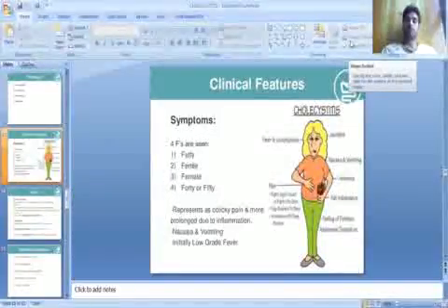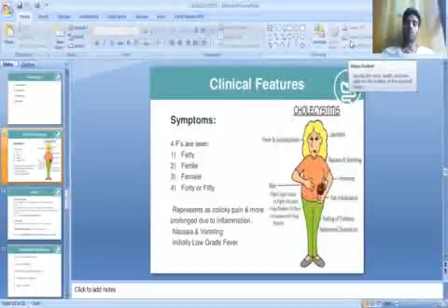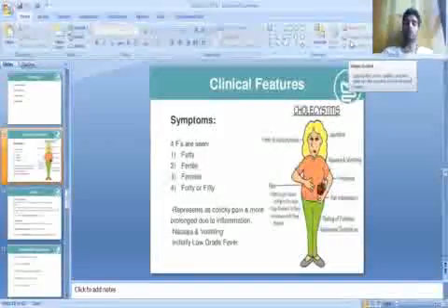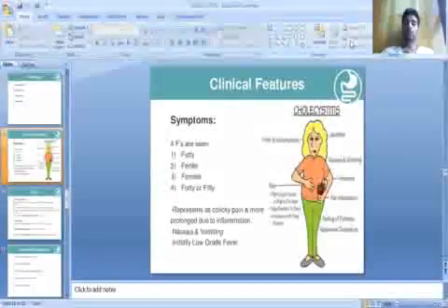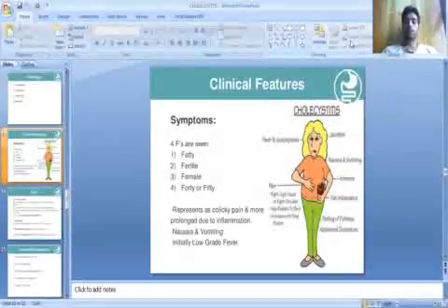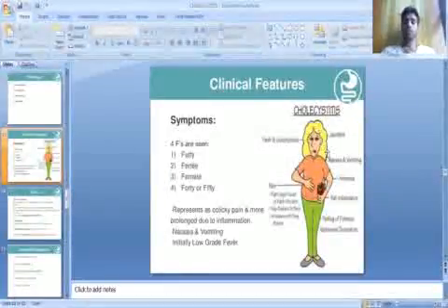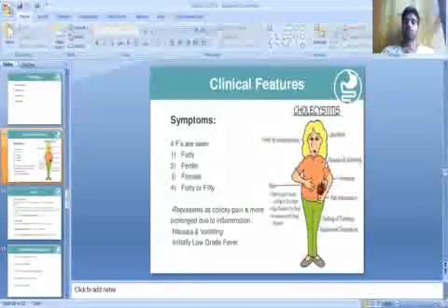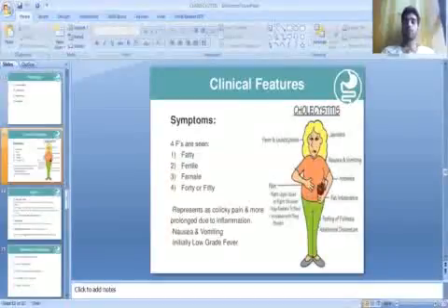It presents as colicky pain that becomes more prolonged due to inflammation, with nausea, vomiting, and initially low grade fever also. As you can see in this picture, jaundice, nausea, vomiting, etc.